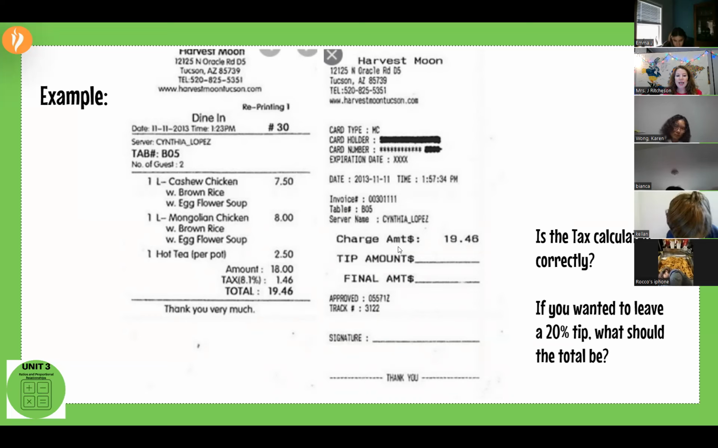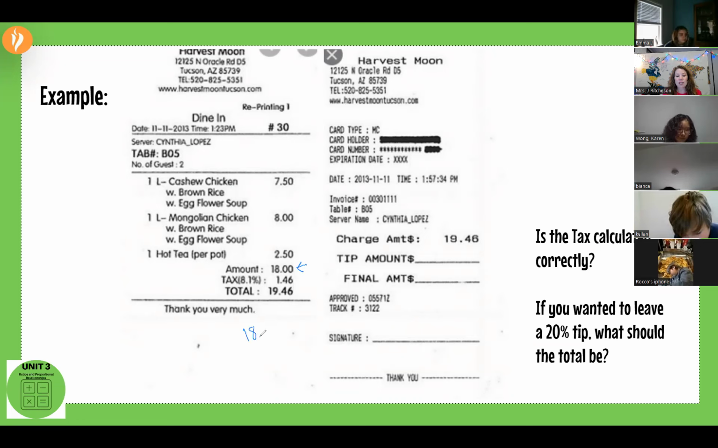So when you look at your receipt, when you get finished eating, you want to make sure you know how to correctly add the tip. So let's see what it says right here. Look at this person's menu. I know it's a little hard to read, but let's follow what it says. This person ordered cashew chicken, Mongolian chicken, and hot tea. Their total amount for their food was $18. Then it says they have to pay a tax of 8.1.